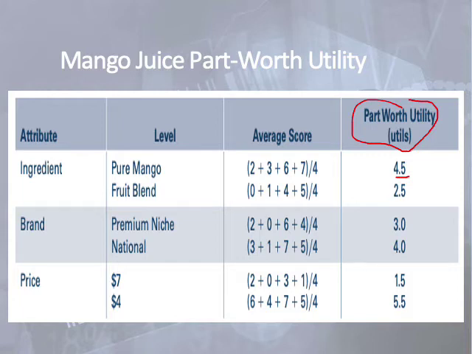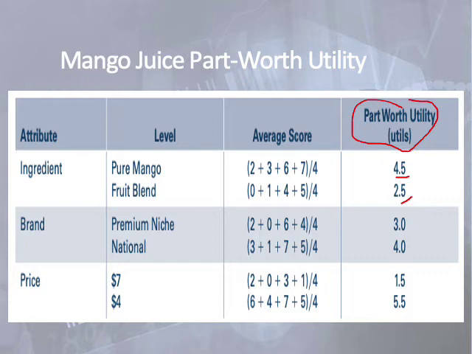Again, I cannot go back from one slide to another because it will affect the recording. So take note or take a screenshot. For the fruit blend, we have 0 plus 1 plus 4 plus 5 divided by 4. So we have 2.5.